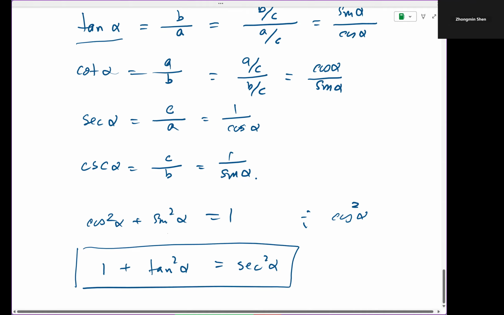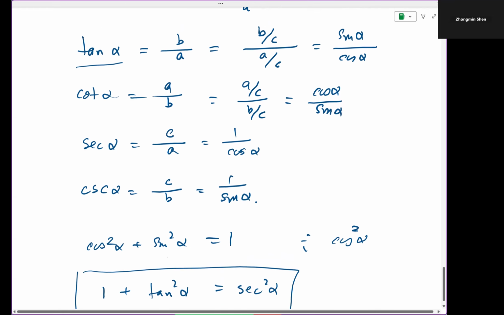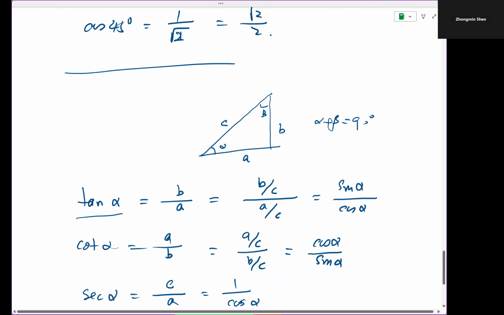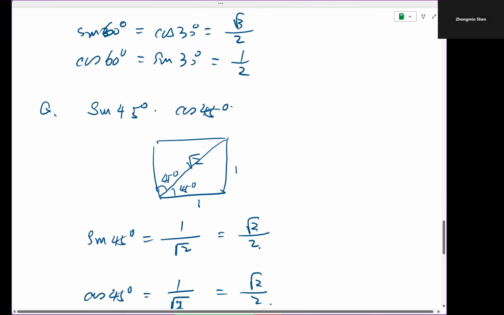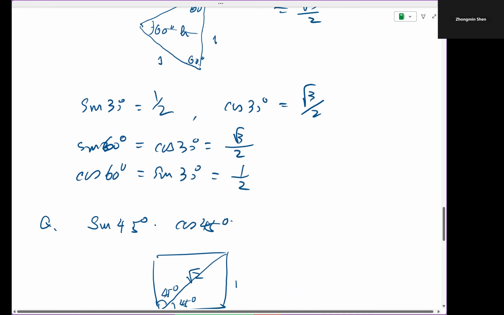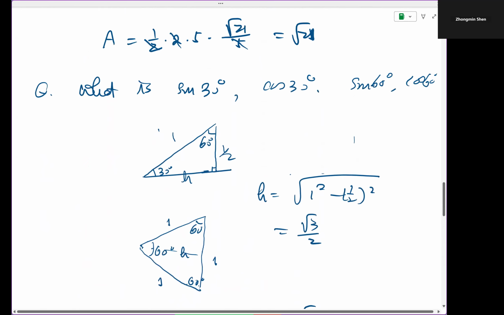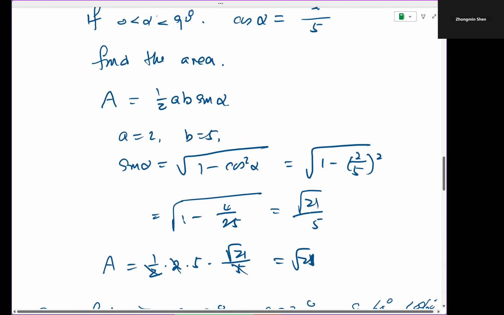Okay, so far, what are the important formulas? You give the definition of sine, cosine, right? And you have this identity, right? And then you have the relationship between sine alpha and cosine alpha. So those are the basic trigonometric functions and the special values, and its applications to find the area, right?